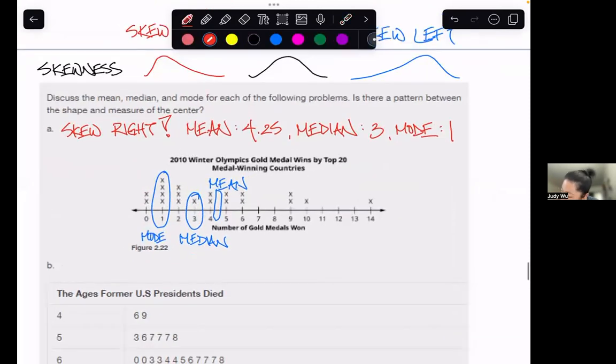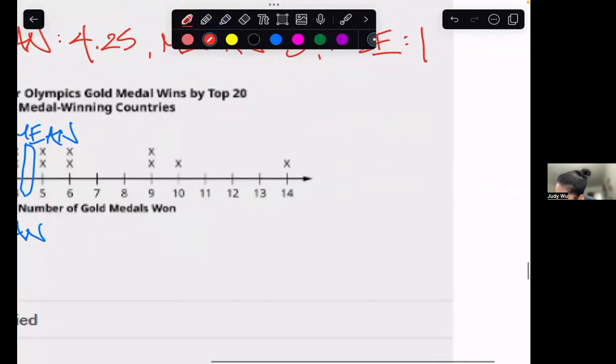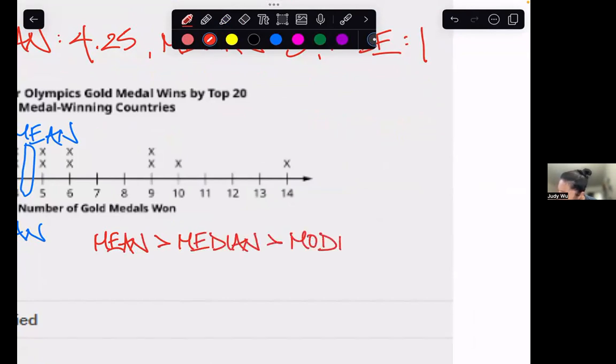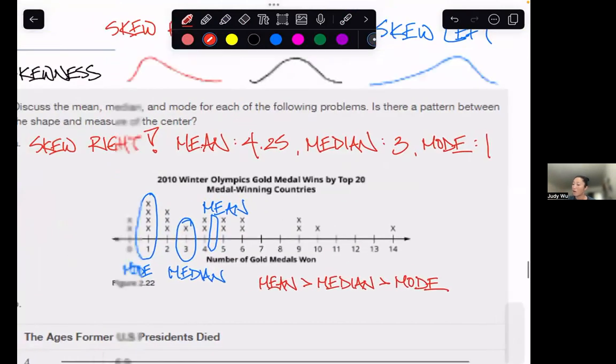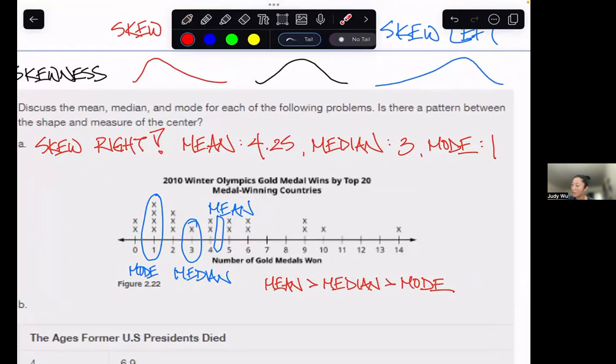But if we have skew right, it usually means that the mean is, how do I write this? The mean is, I didn't leave myself enough space. All right, well, let's write it down here. The mean is bigger than the median, which is bigger than the mode, okay? And all of that happens because we have these outliers on the right that pull all the data to the right, okay?